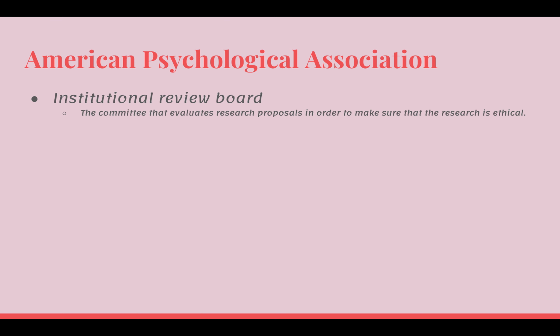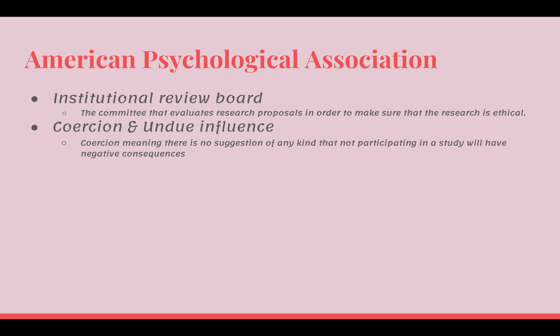There's also the American Psychological Association guidelines. It talks about key things necessary for ethical research. There's the Institutional Review Board, which is the committee that evaluates research proposals in order to make sure that the research is ethical. Coercion and undue influence. Coercion meaning that there's no suggestion of any kind that not participating in the study will have negative consequences. And undue influence meaning that no excessive incentive, that is impossible to say no to, is being offered.